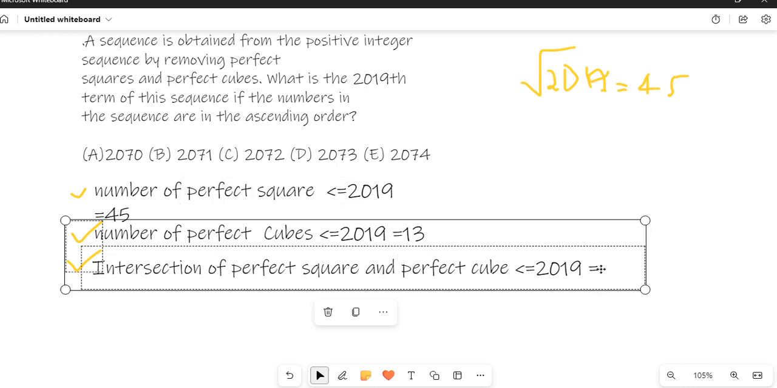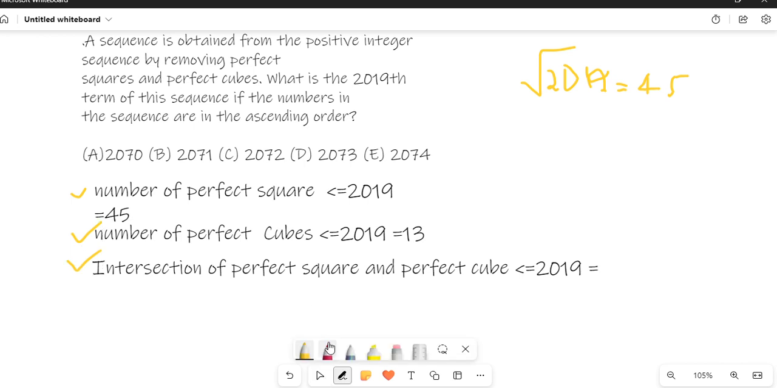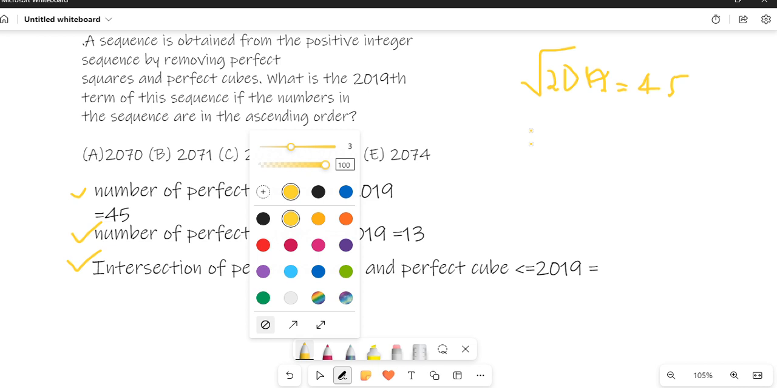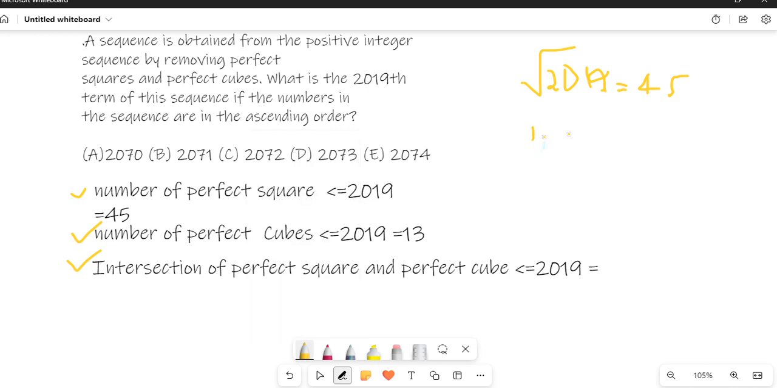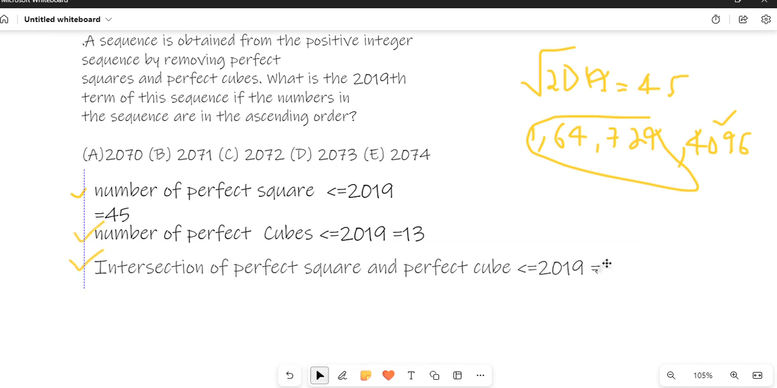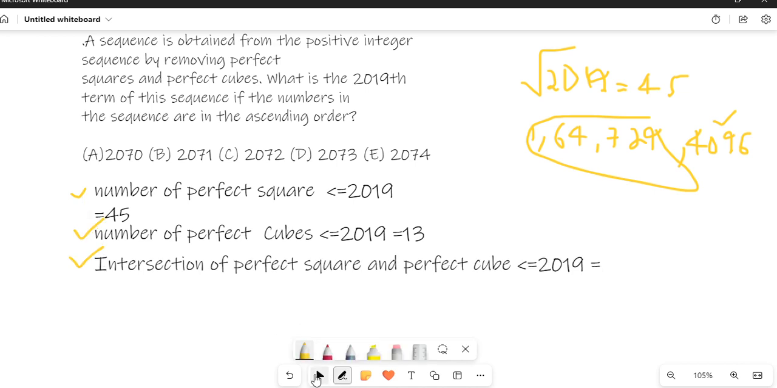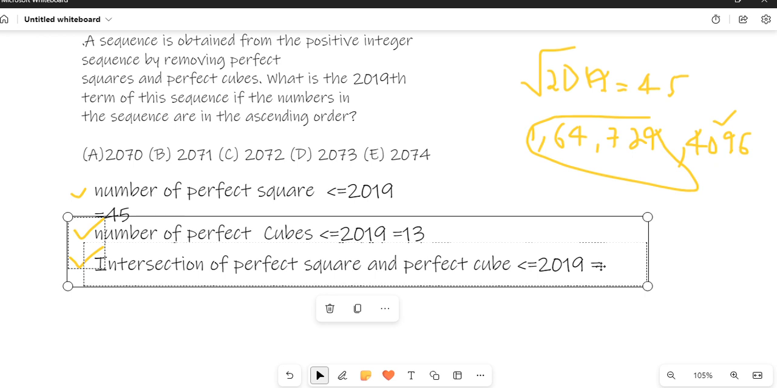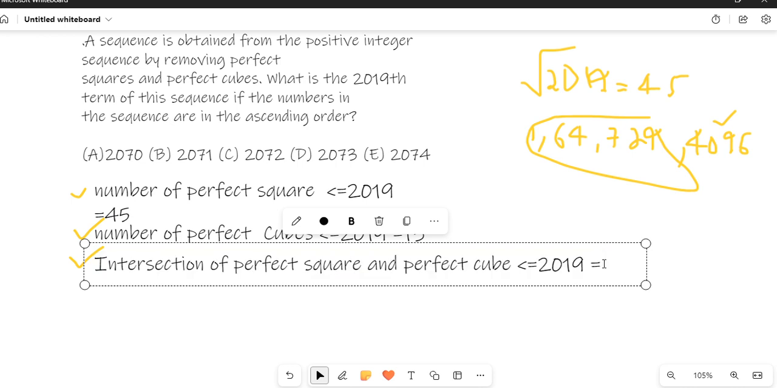In order to make things easy for you, just remember this: the first 4 perfect squares which are perfect cubes as well are 1, 64, 729, and 4096. 4096 is greater than 2019, so there are 3 perfect squares which are also perfect cubes. So the answer here is 3.